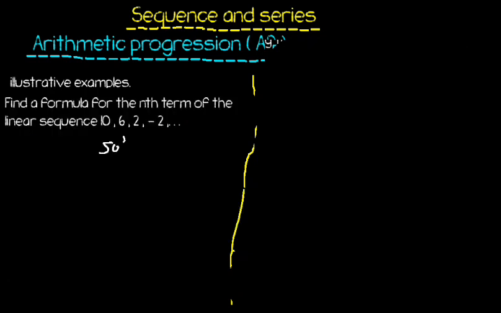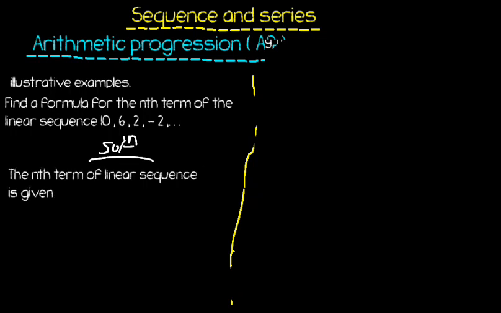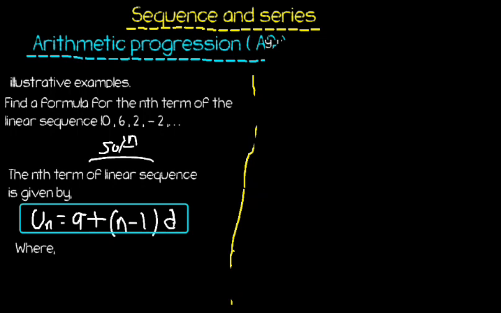So our next question, which is find a formula for the nth term of the linear sequence 10, 6, 2, minus 2 to minus 2. But the minus 2 is not our last term, it goes on to infinity. So the solution, the nth term of a linear sequence is given by, you know already from the formula, un is equal to a plus n minus 1 bracket close d.